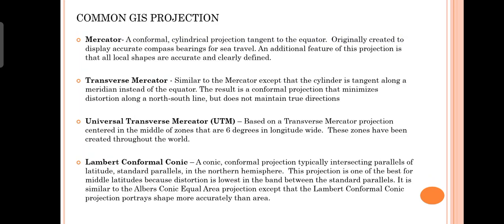Lambert conformal conic. A conic conformal projection typically intersecting parallels of latitude, the standard parallels, in the northern hemisphere. This projection is one of the best for middle latitudes because distortion is lowest in the band between the standard parallels. It is similar to the Albers conic equal area projection except that the Lambert conformal conic projection portrays shape more accurately than area.